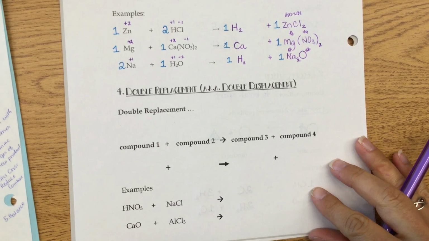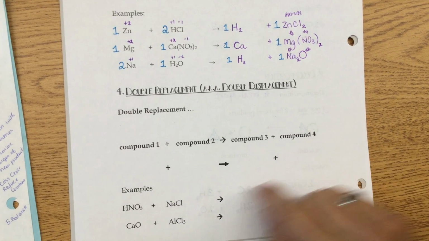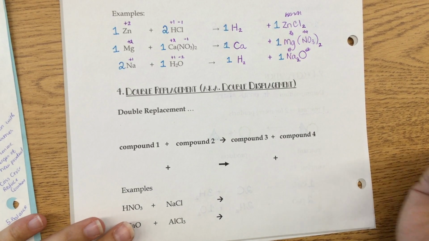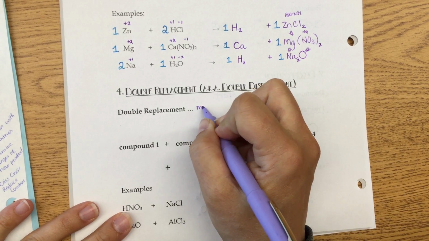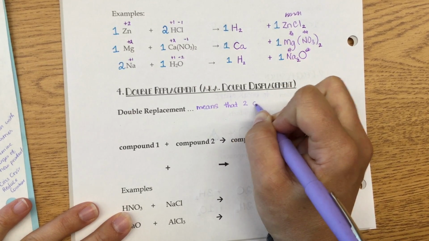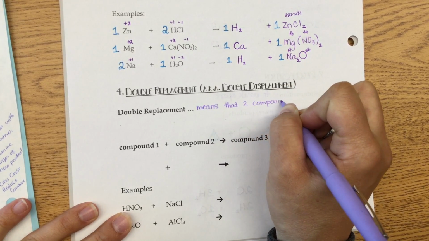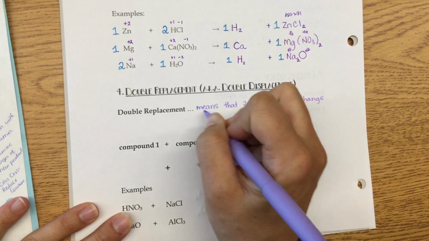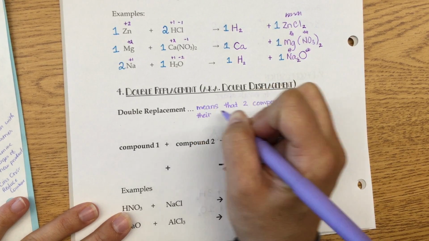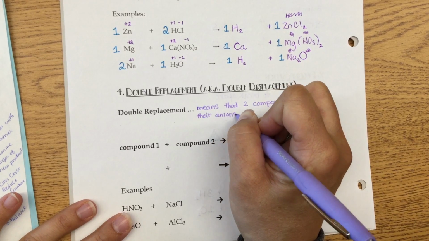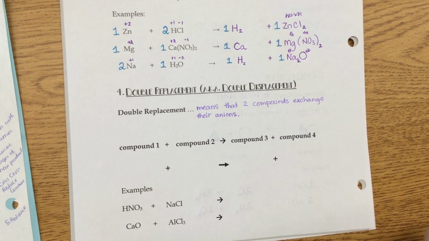Okay, last one is double displacement reactions or replacement reactions. Either one works. Okay, they both mean the exact same thing. Okay, so what does this mean? It means that 2 compounds exchange their, we'll say they're anions. Okay, they're pretty much just switching partners.